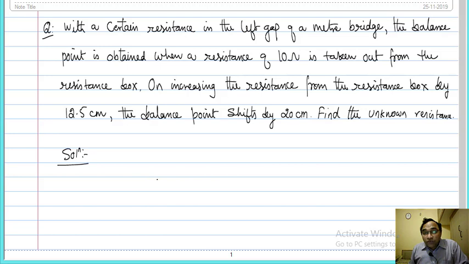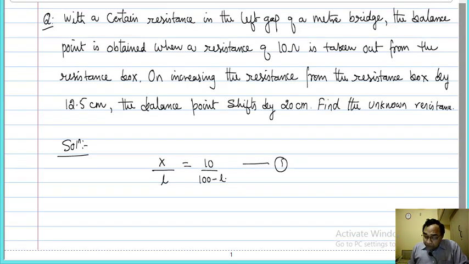Then using the concept of meter bridge and hence a balanced Wheatstone's bridge, we can say X upon L will be equal to 10 upon 100 minus L. This is one equation we get, or we can write it this way also: X upon 10 is L upon 100 minus L. This way also we can write. Now let us go to the next statement.